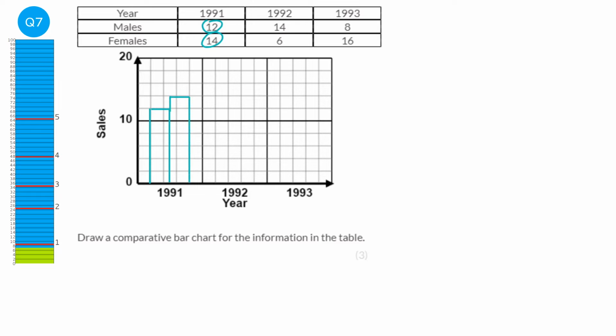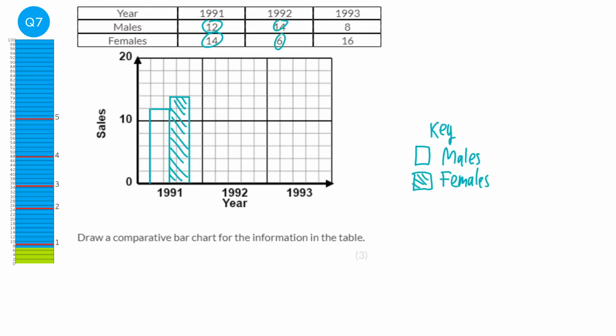And there we go. Now, we need to be able to tell these apart, so what I'm going to do is just shade in the females. And we should do a little key. And we say that if they're not shaded, it's males. And if they're shaded, that is females. Okay, let's carry on with the bar chart.